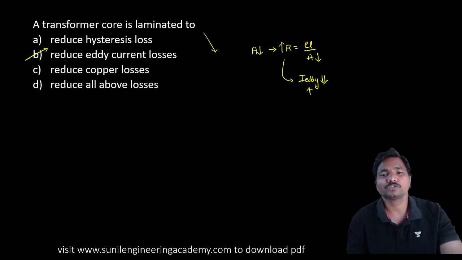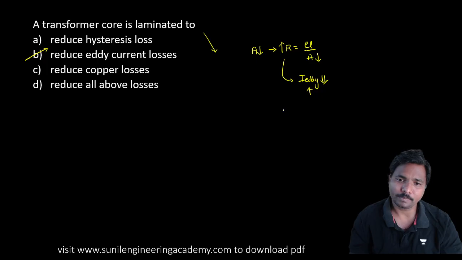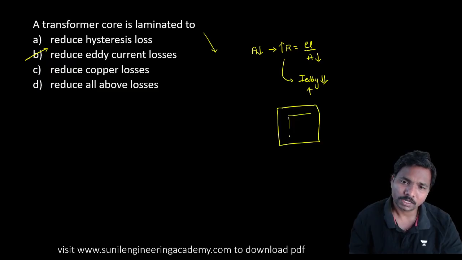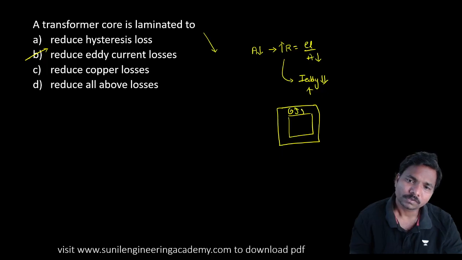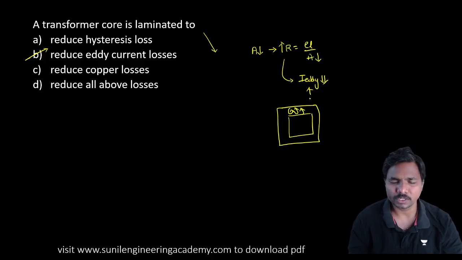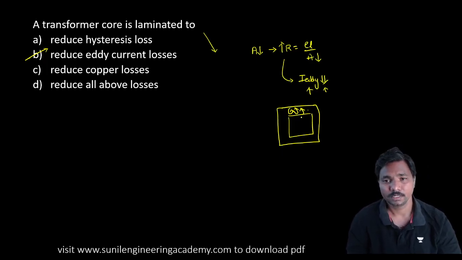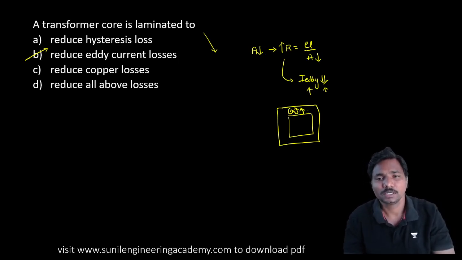What are these eddy currents? Many have doubt on this. For example, if this is a magnetic core, the currents which are circulated within the core itself are nothing but eddy currents. Due to that we get heat, which is in the form of losses, so we get eddy current losses. Whenever this area is less, there is no chance of circulation, so the circulating current is reduced, and then eddy current will be reduced.